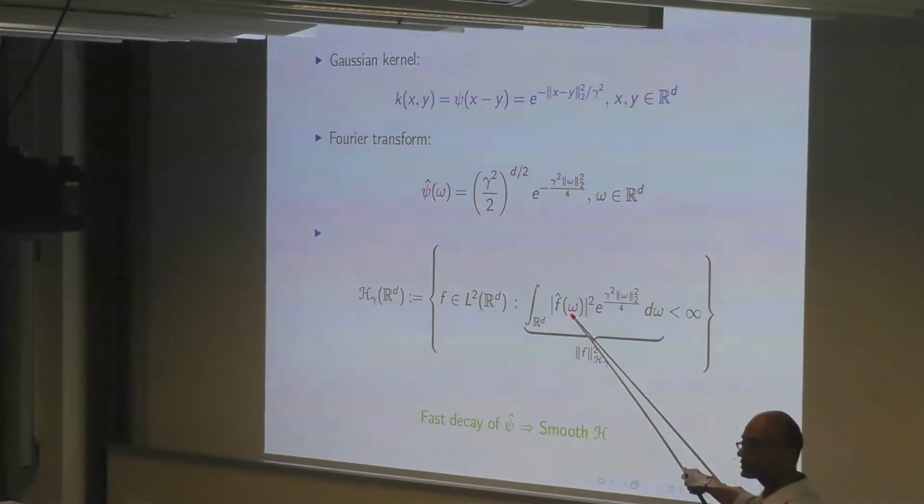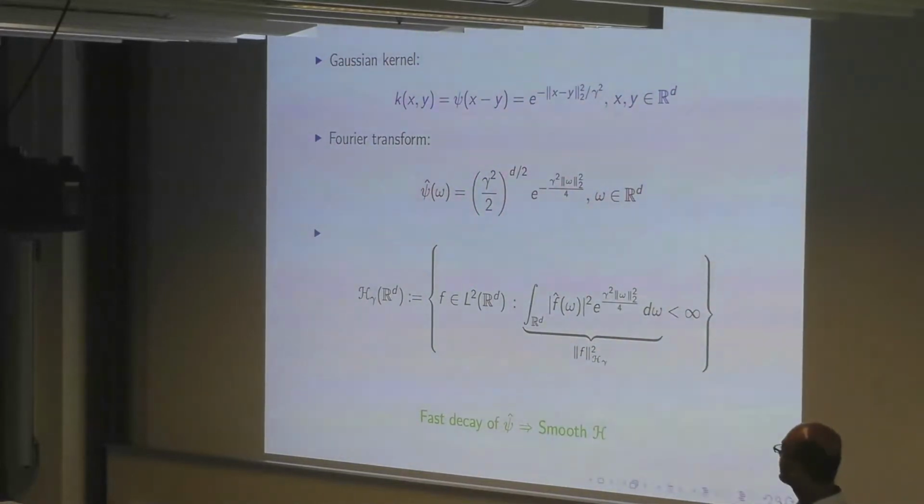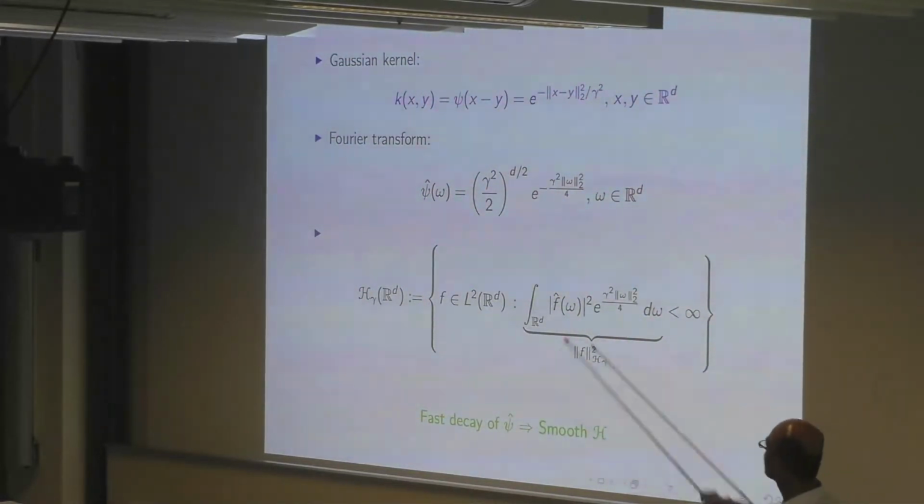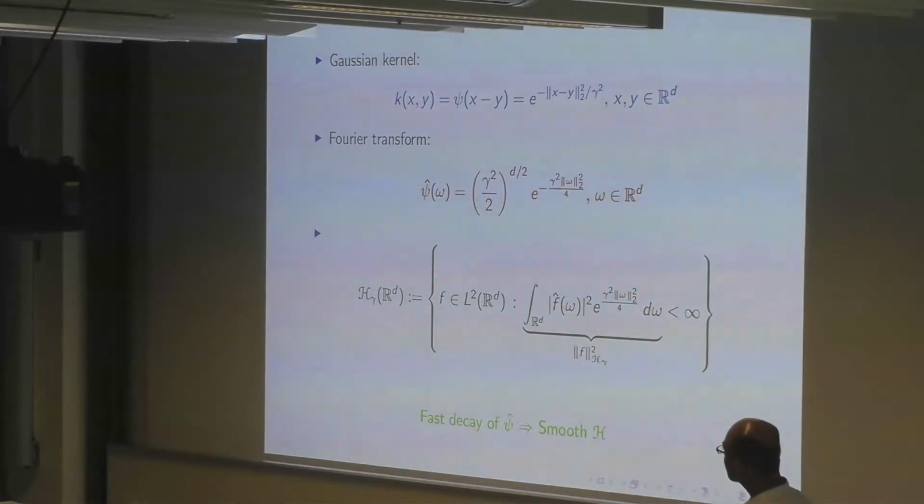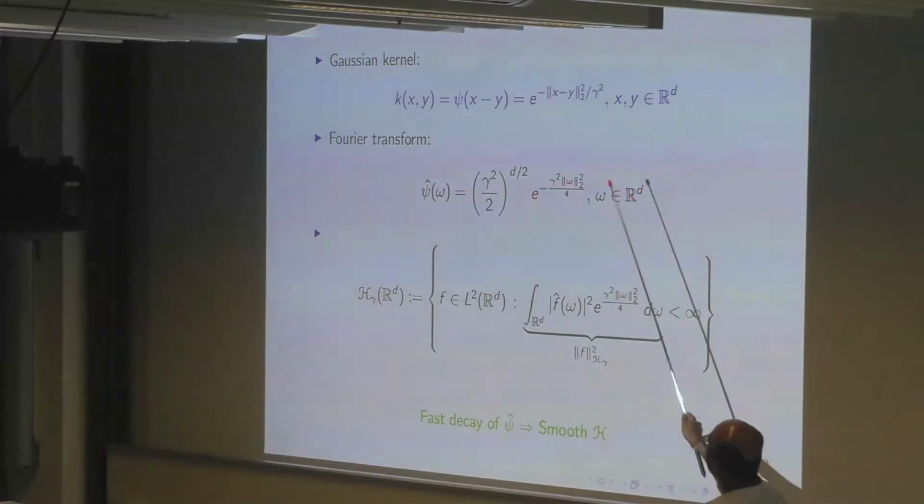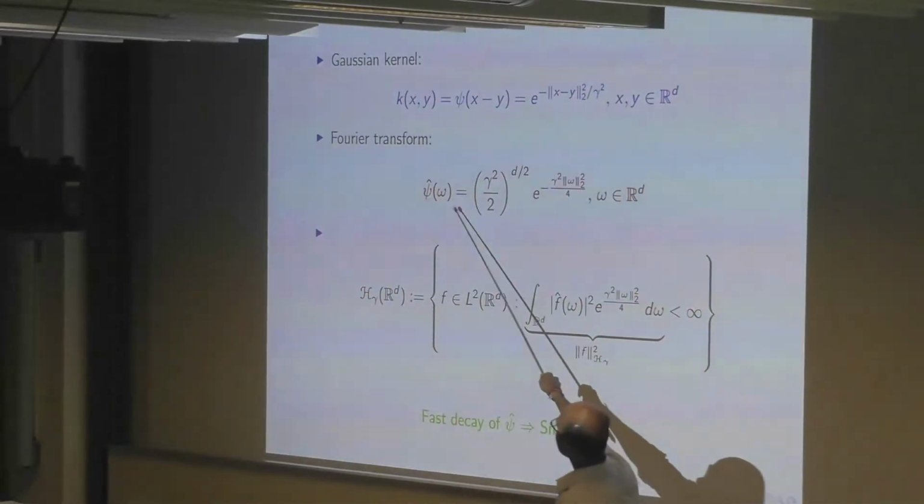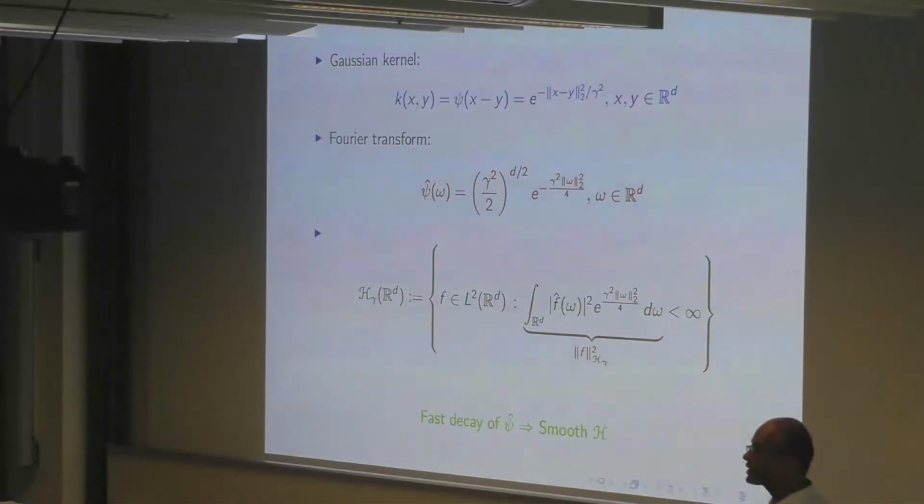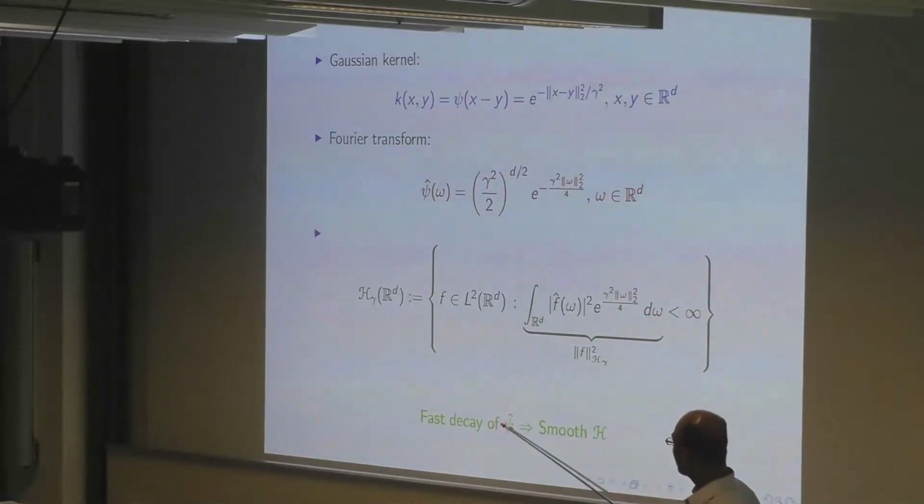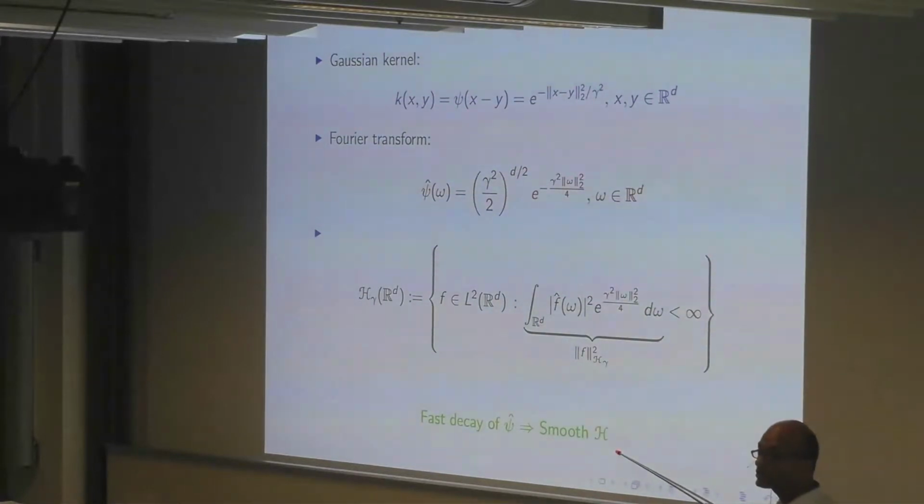Now if this thing is going to 0 very fast, as we saw in the previous picture, the corresponding function has to be really smooth, because what is this? This is the Fourier transform of the function. If the Fourier transform of the function goes to 0 very fast, then the function has to be very smooth. Which implies the rate at which the Fourier transform of the kernel goes to 0 determines the smoothness of the functions. So that's why if I have a fast decay of the Fourier transform of the kernel, it says my corresponding RKHS is smooth.